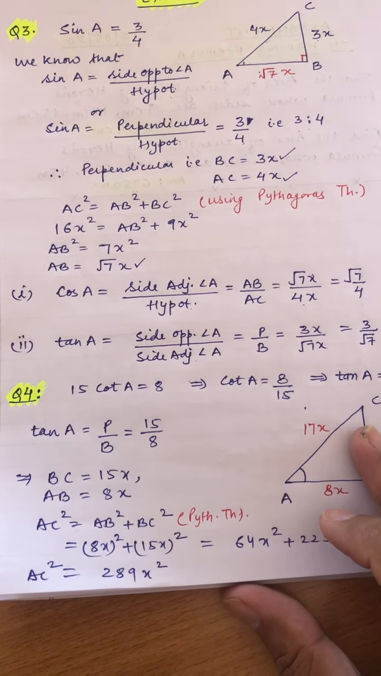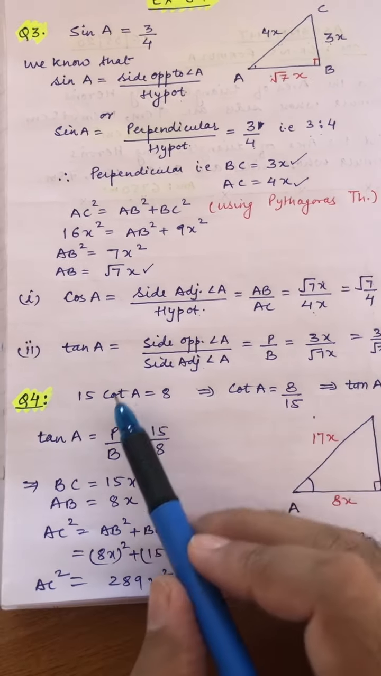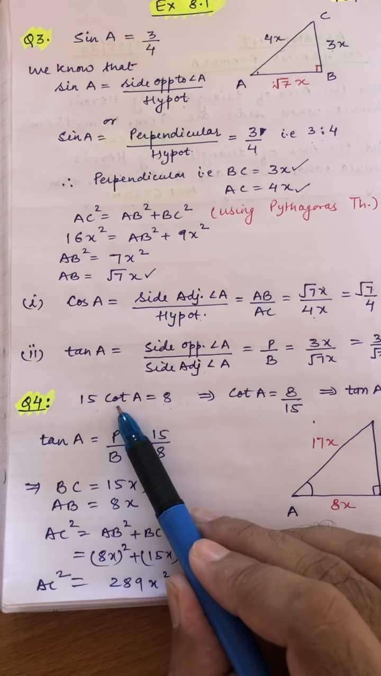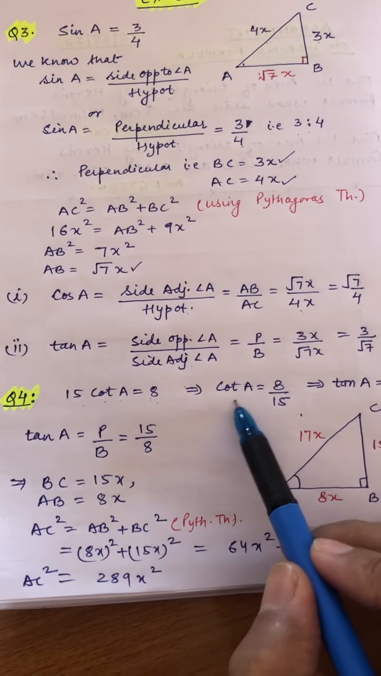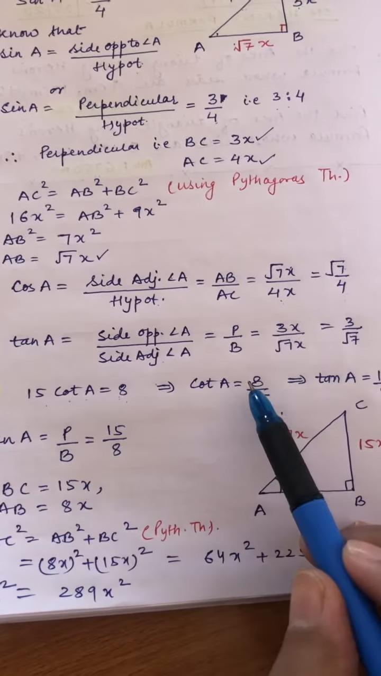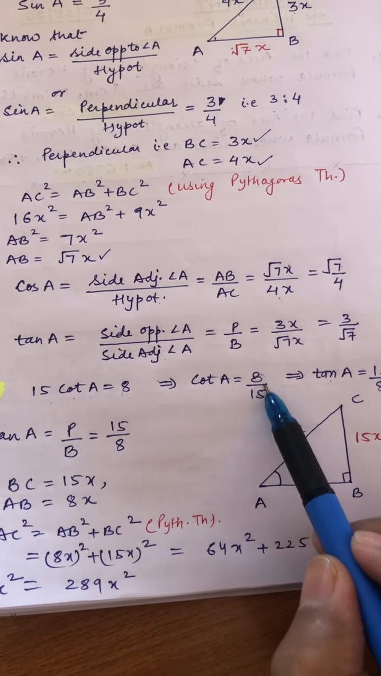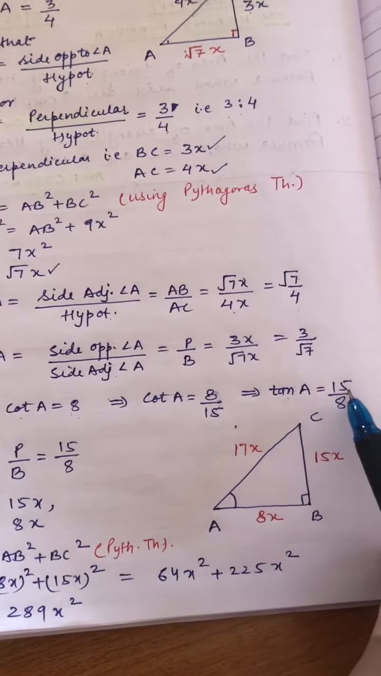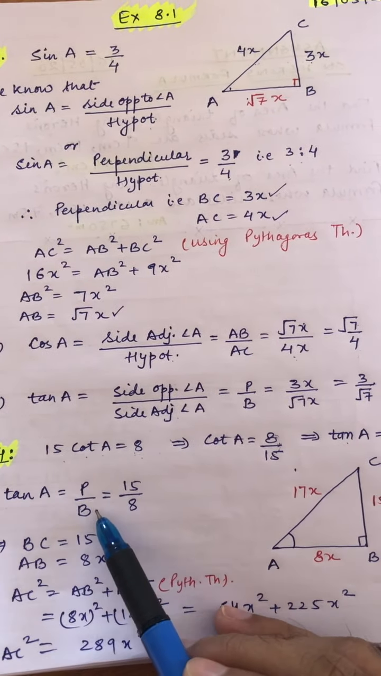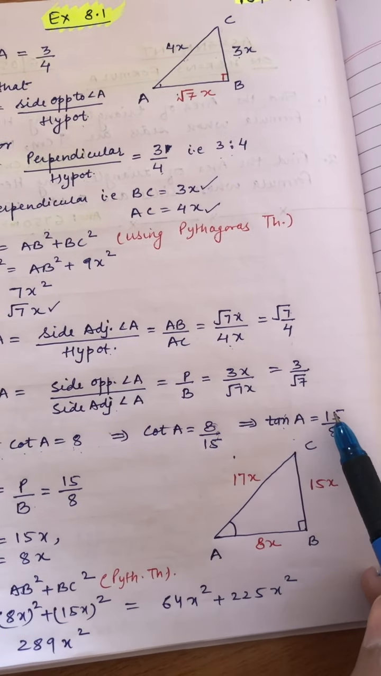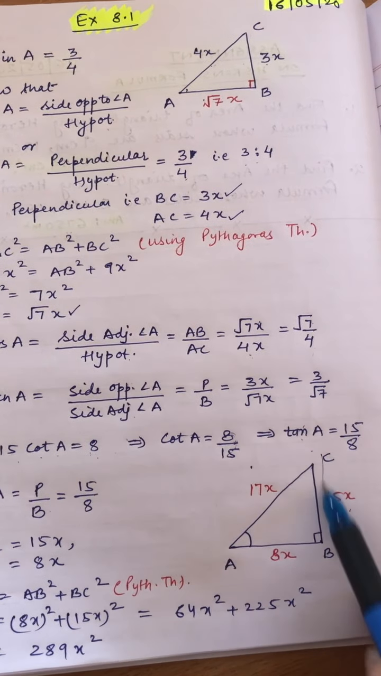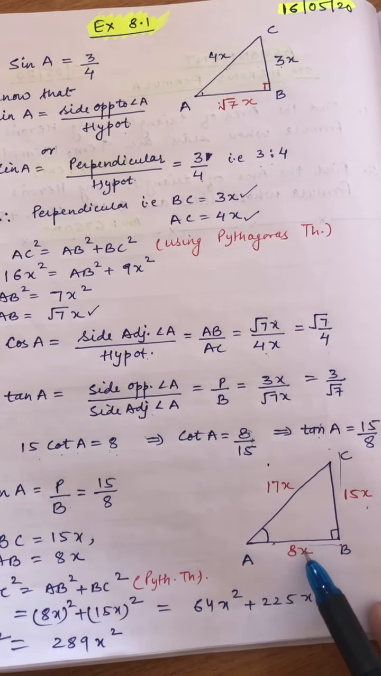Now similarly, moving on to question number 4, it says that 15 cot A is 8. So from here, what will be the value of cot A? 8/15. Now you know that cot is the reverse of tan. So if I convert this cot into tan, I have to reverse the ratio also. So the ratio will become 15:8 now. Now you know tan is perpendicular upon base. So perpendicular upon base is 15/8. That means the value of perpendicular will be 15x. This is the perpendicular. Base will be 8x.